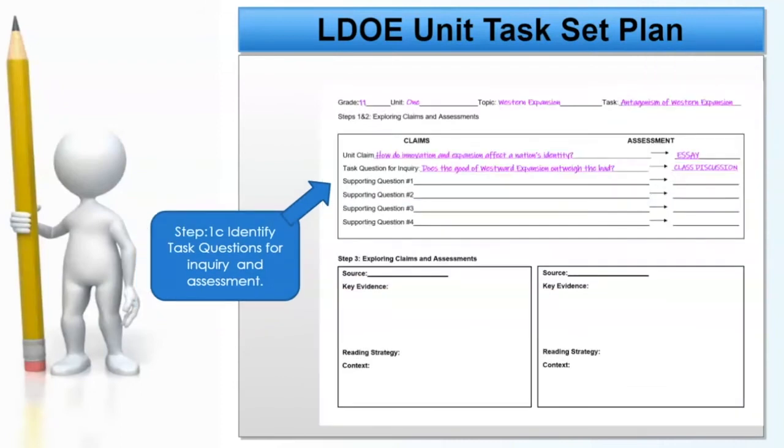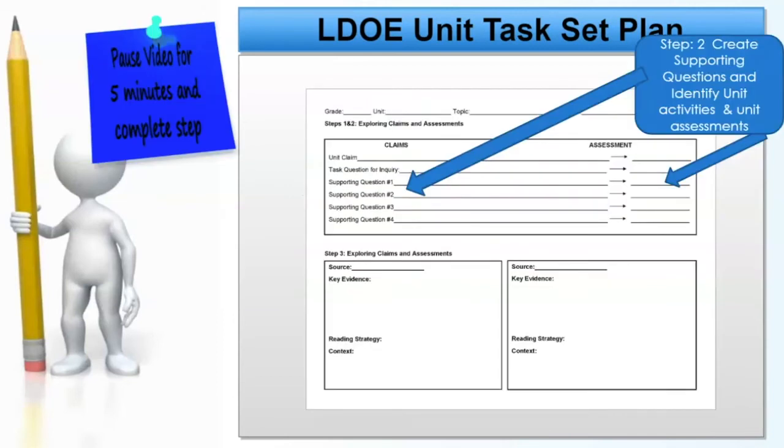Okay, now that you've found the information, it says, does the good of westward expansion outweigh the bad? And for this assessment, they suggest a class discussion. Of course, you can use those discussion trackers to assist in that assessment. The next part we're going to take a look at is filling out the rest of this box. And this is where they call step 2.